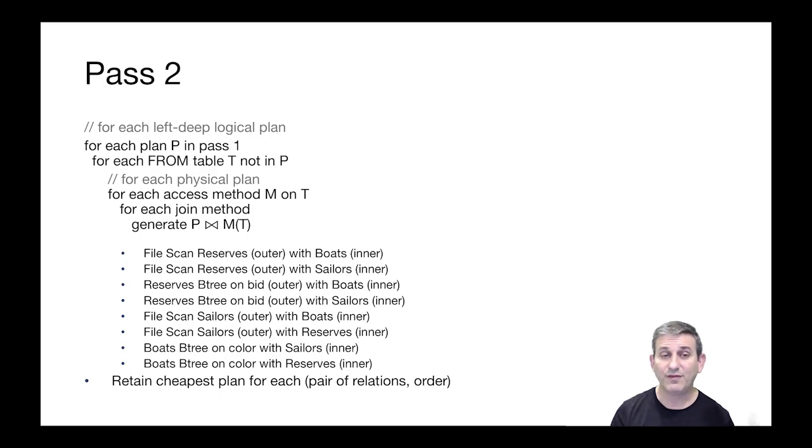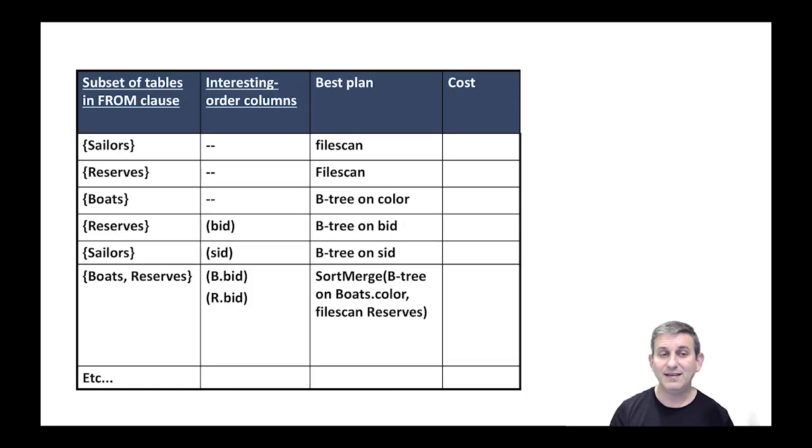So for example, we might have a file scan of reserves as the outer, with boats as the inner, using some particular join algorithm. We might have a file scan of reserves as the outer, with sailors as the inner, using a particular join algorithm, etc., etc. And for each of these pairs, we're going to pick the cheapest plan for that pair of relations and an interesting order it might produce. And in the end of that, we might get a dynamic programming table that looks like this.